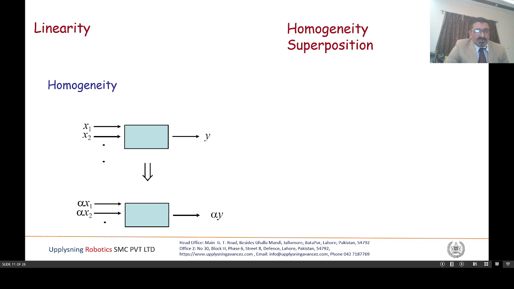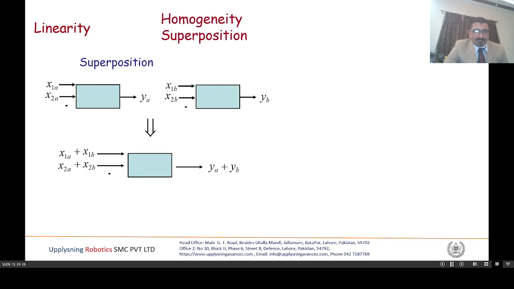So if we add some constant with some variable, like constant times x1, constant times x2, then we will have a constant at the output as well, which means it will be multiplied. It will increase the power if it is positive, and if it is negative, it will decrease it. So it will have a linear superposition constant value at the outside.